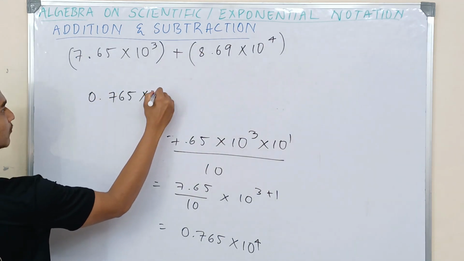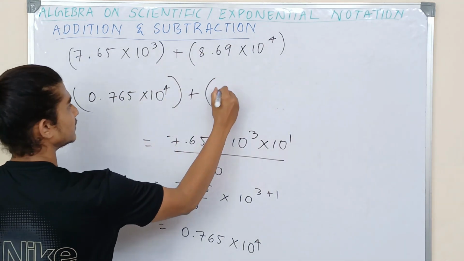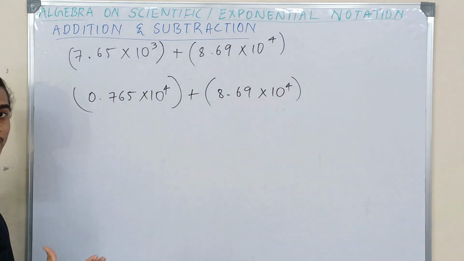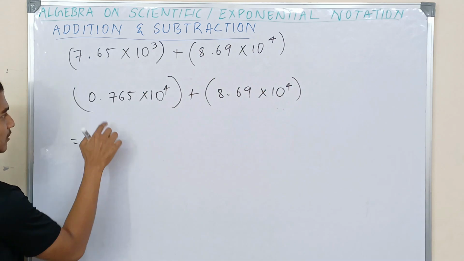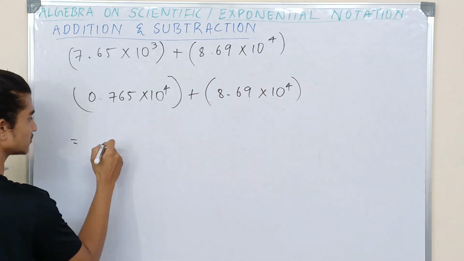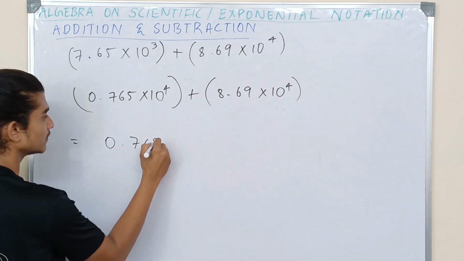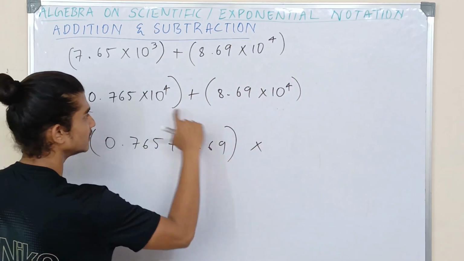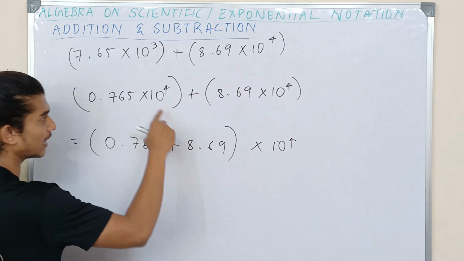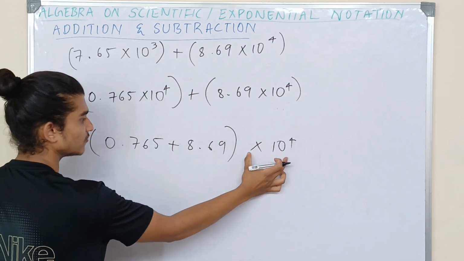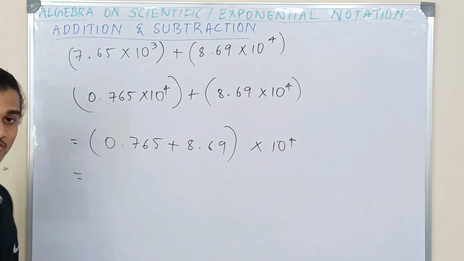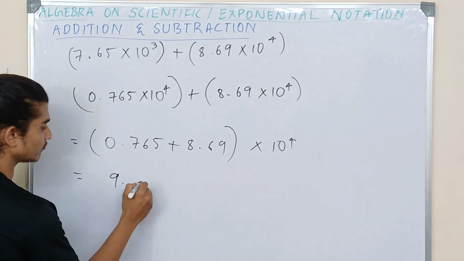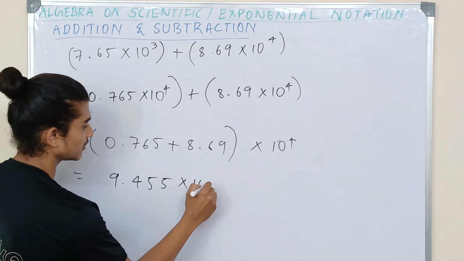0.765 into 10 power 4 plus 8.69 into 10 power 4. So next I'm just going to normally add them. Take these two numbers and add them: 0.765 plus 8.69, whole multiplied with 10 to the power 4. You can see I have taken 10 power 4 out and written it in this form, and I've added these two numbers. You can either use the calculator or just add these two numbers manually. So the answer is going to be 9.455 into 10 to the power 4.